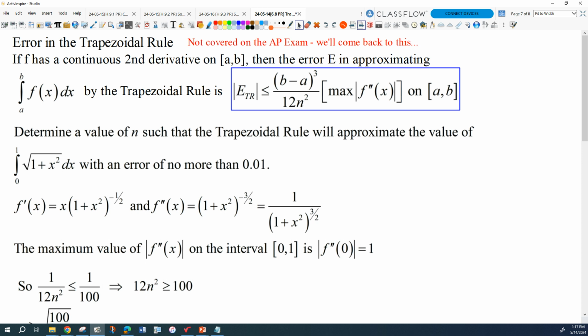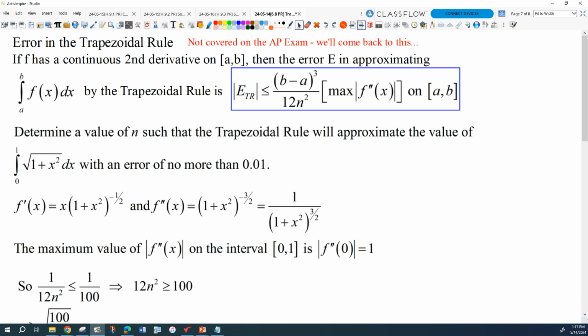Here is the part that's not covered. Again, this is another thing about the AP test that's so stupid. They don't even cover this. This is kind of a big deal. How would you know how many trapezoids you need, right? Because it's just kind of an arbitrary thing. Well, there has to be a way. There is a way.